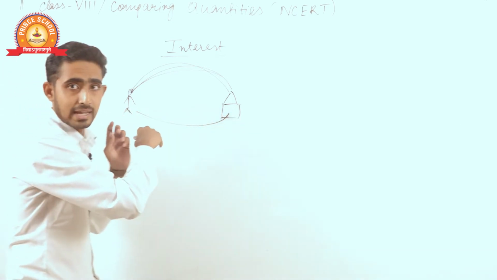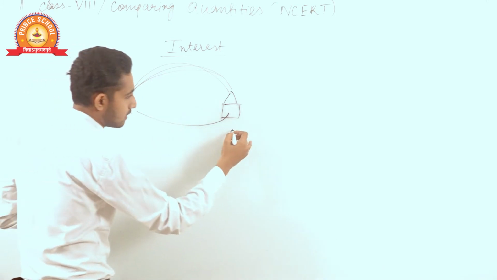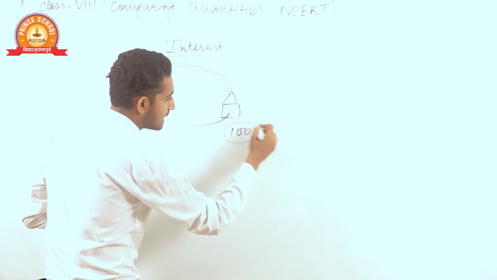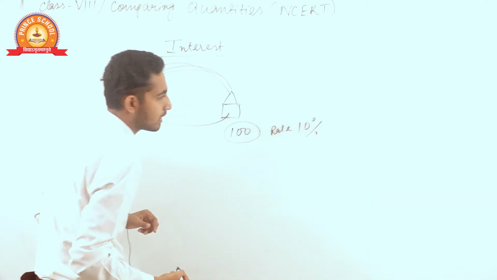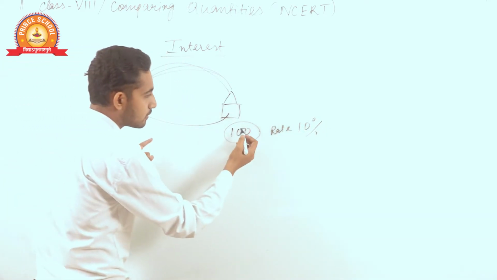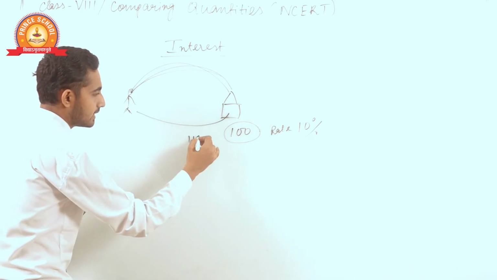If you take a loan of, say, 100 rupees, and the rate of interest is 10% for 1 year, then how much do you have to pay? That is 110 rupees.